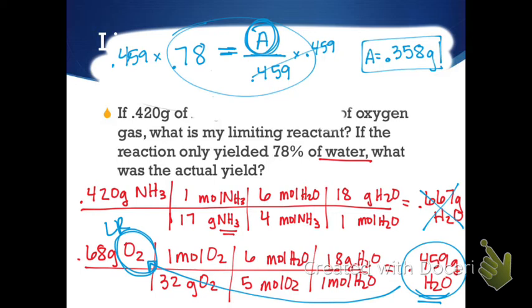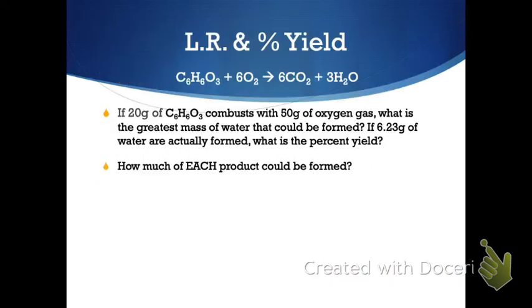0.459. I'm never going to be able to make 0.667 grams of water because I'm going to run out of oxygen first. So once I've determined my limiting reactant, that has to be the only amount of water I could make. Okay, so that's going to be my theoretical yield. Good question.